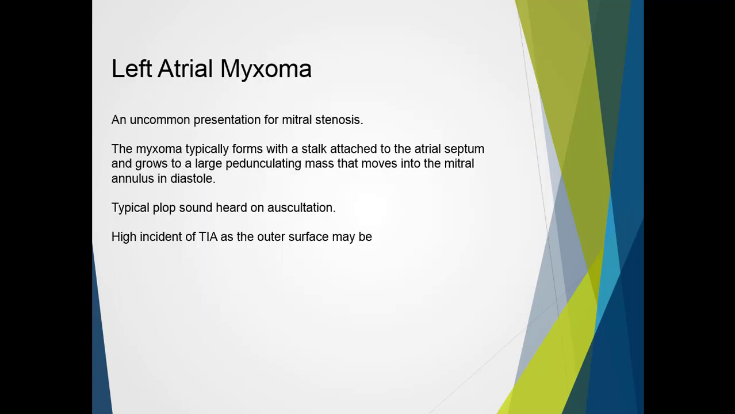An uncommon presentation for mitral stenosis is due to valvular obstruction. An example of this would be a left atrial myxoma. A myxoma typically forms with a stalk-like attachment to the atrial septum and grows to a large pedunculating mass that moves into the mitral annulus in diastole. A typical plop sound is heard on auscultation. There is a high incidence of transient ischemic attacks, as the outer surface of the tumour itself could be friable, which has a high probability of parts breaking off to create embolic events.